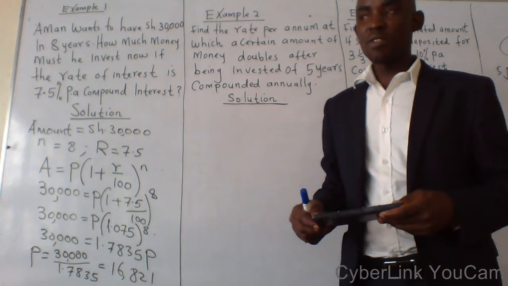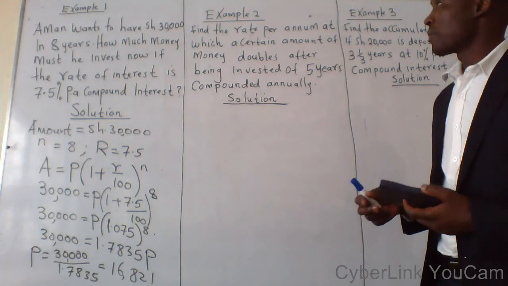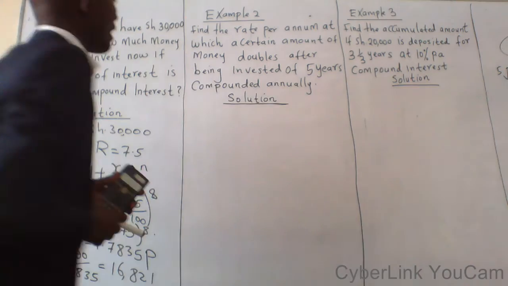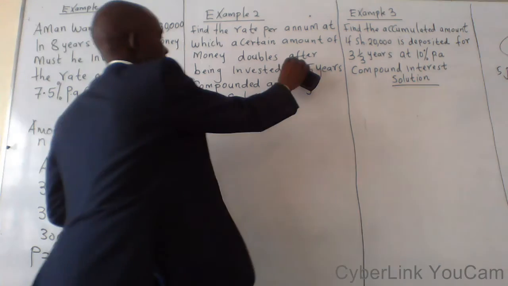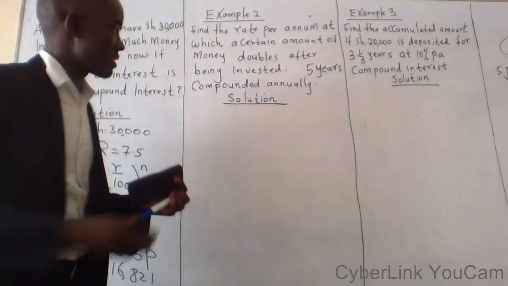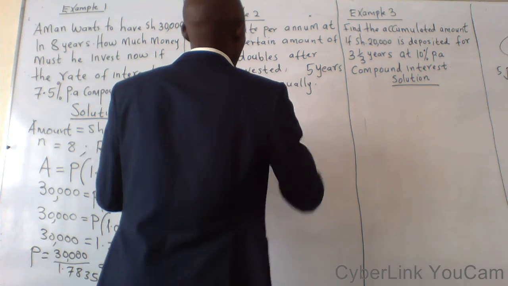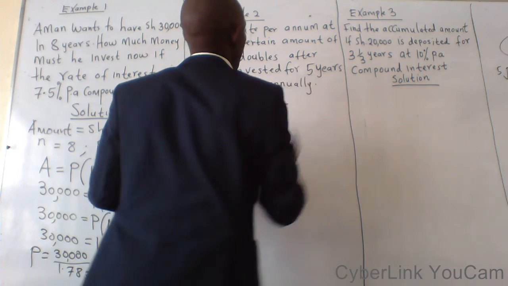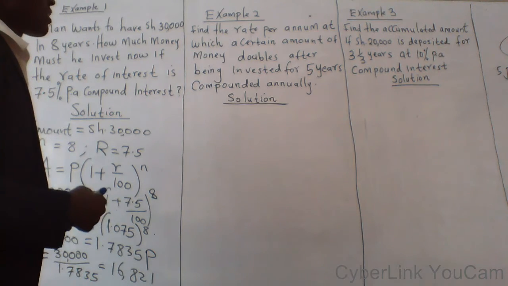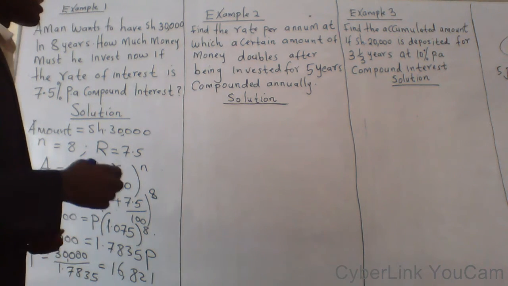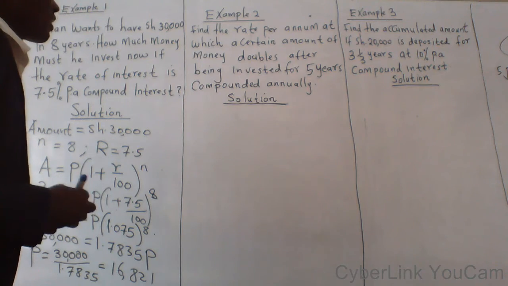That now takes us to the next example, which is example 2, where we say: find the rate per annum at which a certain amount of money doubles after being invested for 5 years, compounded annually. Remember, the question says find the rate per annum. We are being asked to get the rate at which a certain amount of money doubles.